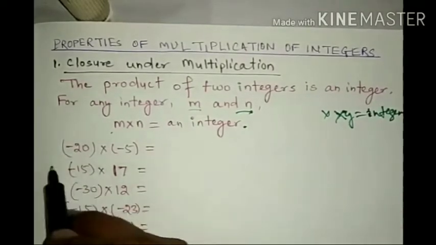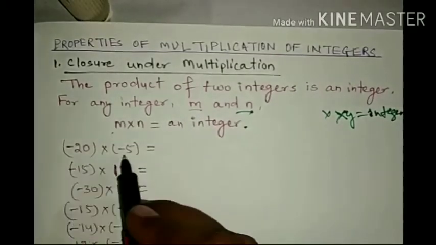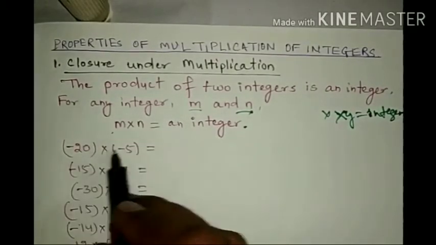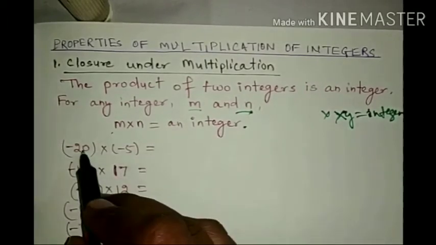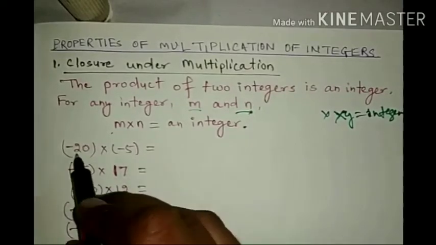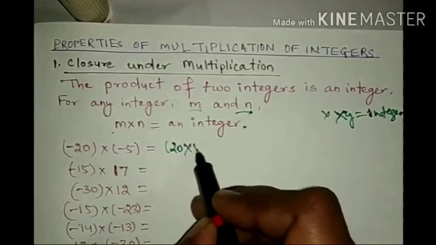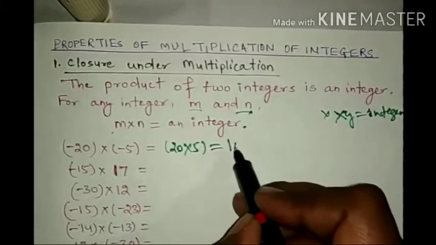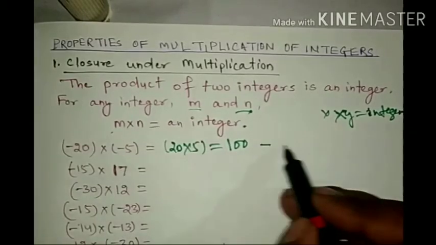So any two numbers. We'll see the example. Minus 20 into minus 5. So these are two integers. Minus into minus is plus. So two negative integers, so the answer will be positive. So 20 into 5, that is 100.